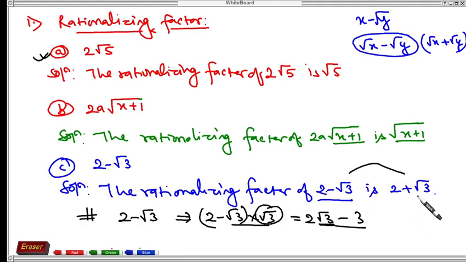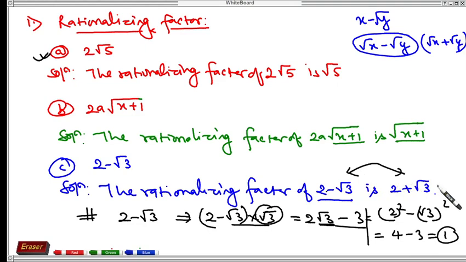If you multiply 2 minus root 3 and 2 plus root 3, the product is 2 square minus root 3 square. That is 4 minus 3 equal to 1, which is a rational number. So the rationalizing factor of this is this, which is very, very important. Similarly, for the next, if you are given root x plus root a, then the rationalizing factor of this will be root x minus root a. In this way you should be clear and familiar.